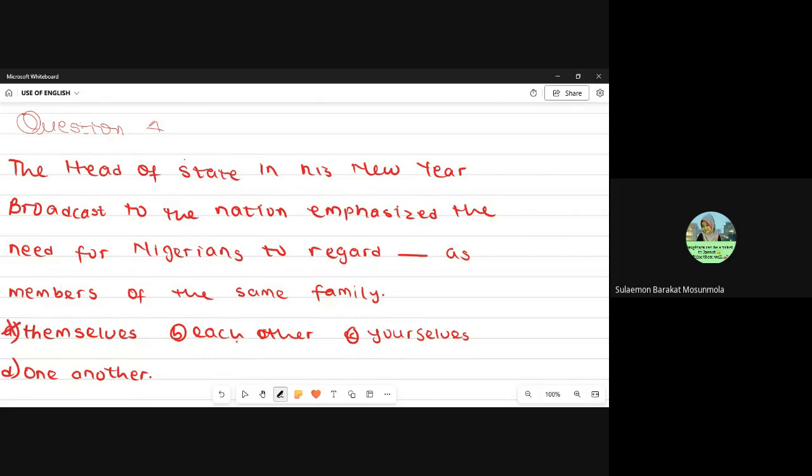Now, each other is used when you talk about two people. So this one also is gone because we have more than two here. It did not say two Nigerians, it says Nigerians. Yourselves does not agree with Nigerians, because Nigerians is in the third person, and yourselves is in the second person plural. So this is out, and you have one another to be the right answer.